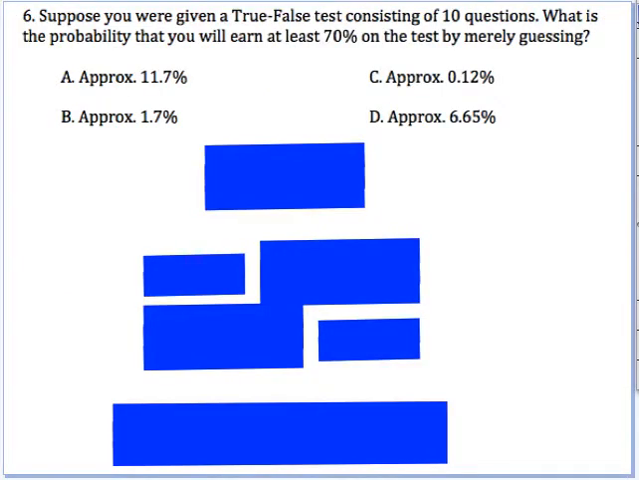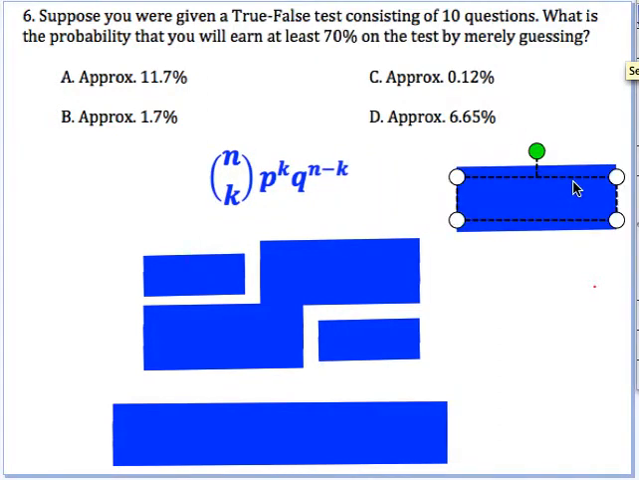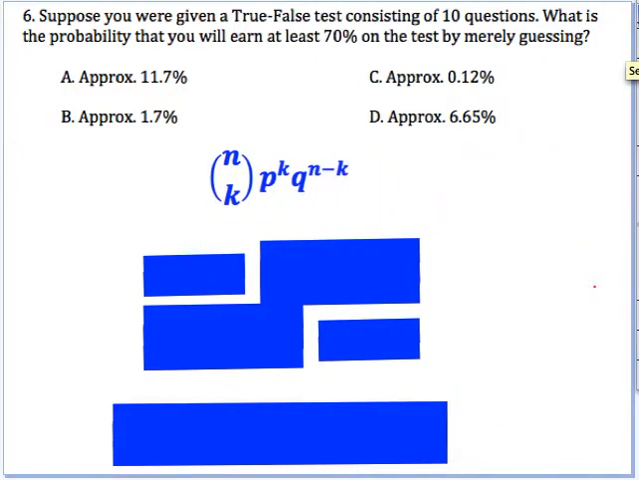All right. Suppose you were given a true-false test consisting of 10 questions. What is the probability that you will earn at least a 70% on the test by merely guessing? All right, this is our binomial probability formula. And let me see, what did I put here? Yep. So this is my binomial probability formula.